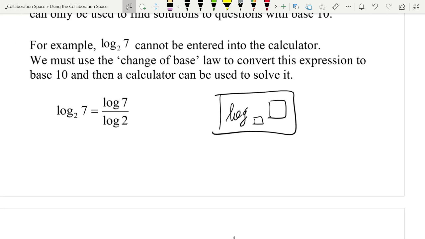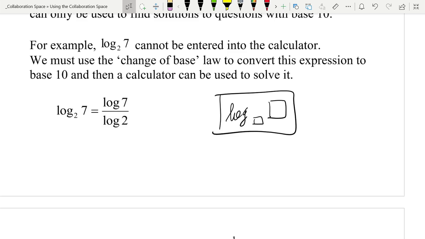TI-83s don't do that. TI-84s don't do that. But if you have the TI-84 Plus, you can do this. It's actually in the menus under Math. So if you have one of those big fancy graphing calculators, if it's a newer one, you can do it. You just press the button, fill in the 2 and the 7, and boom, there's your 2.8 number again.